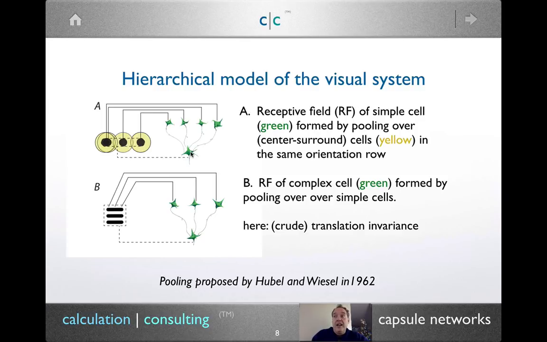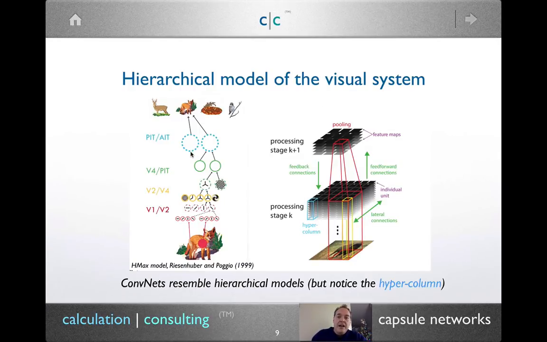And what we're going to do today is we're going to get rid of it. We're going to replace max pooling, at least in this form, with another kind of pooling which is much more mathematically sophisticated. And this is the genius of Hinton.